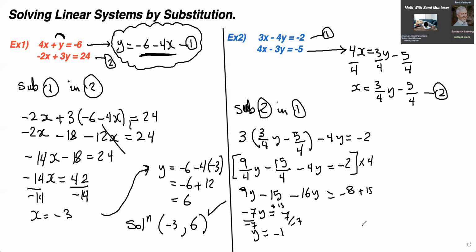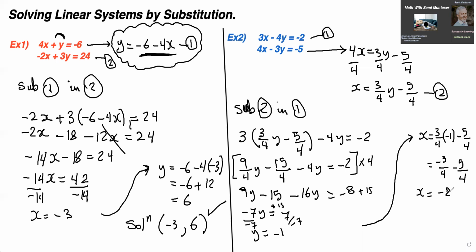Now we need to solve for x. So I'm going to go to here and solve that for x. So x equals 3 over 4. We find the y to be negative 1 minus 5/4. So that gives me negative 3 over 4 minus 5 over 4, which equals x equals negative 8 over 4, which gives me negative 2. And therefore the solution is negative 2 and negative 1.